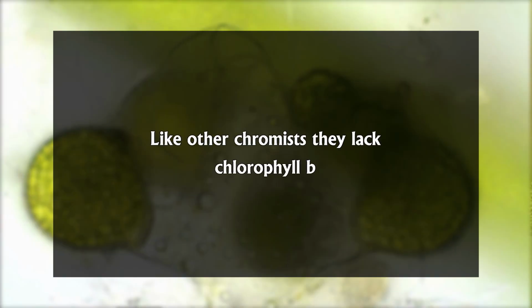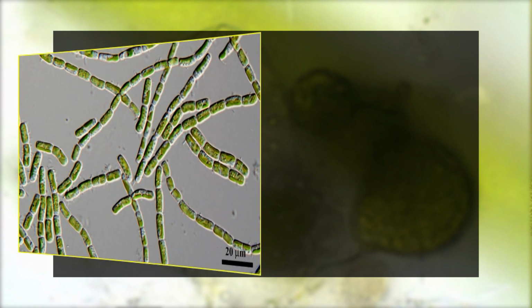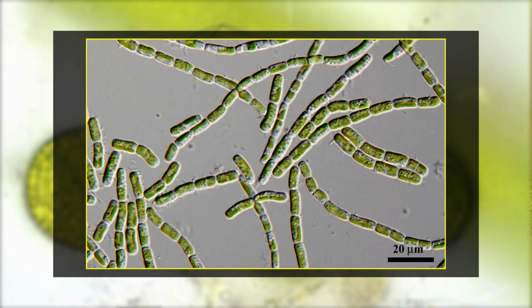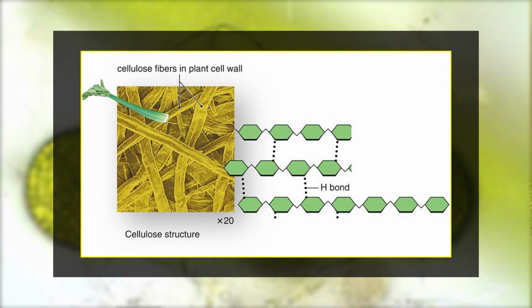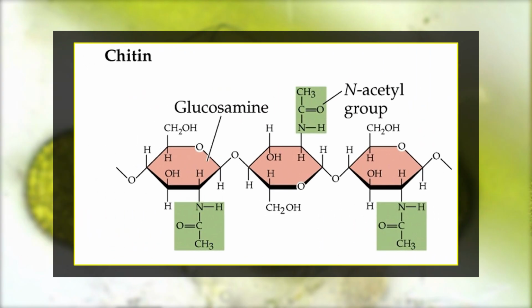Xanthophyta completely lack brown pigment called fucoxanthin. Like other chromists, they lack chlorophyll B. This gives them a characteristic yellow-green color as opposed to the golden color of their relatives, which may make them difficult to recognize as chromists. Many xanthophytes produce a cell wall, though it is not composed of cellulose as in plants or chitin as in fungi. Let us now discuss one representative example, that is Vaucheria.